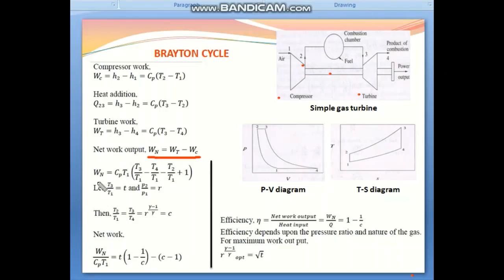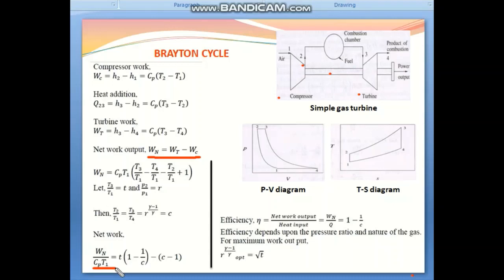So specific work output becomes Wn by Cp T1. This is the specific work output formula, W by Cp into T1. This Brayton cycle formula is the same as the heat exchanger cycle formula.